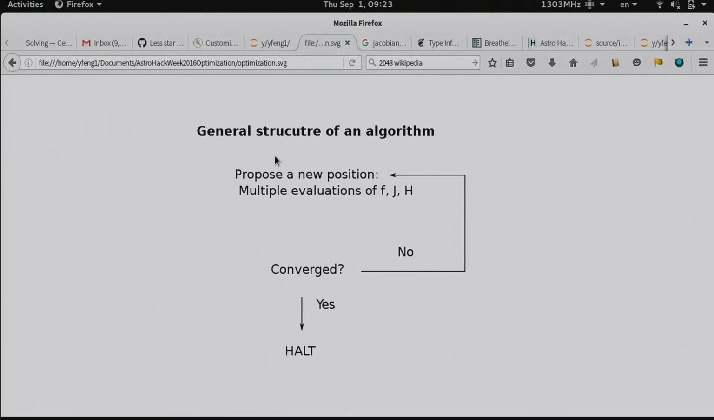The general structure of an algorithm is really, really simple. All of these iterative algorithms follow this structure. I think I'm missing a vertical line between the two lines. I forgot to fix it.